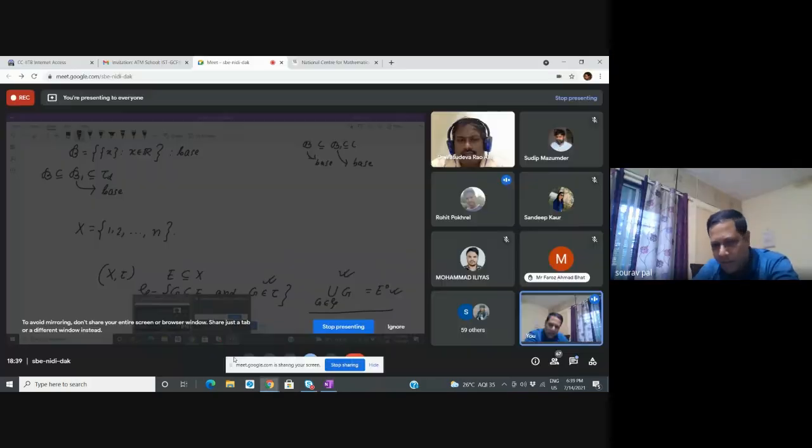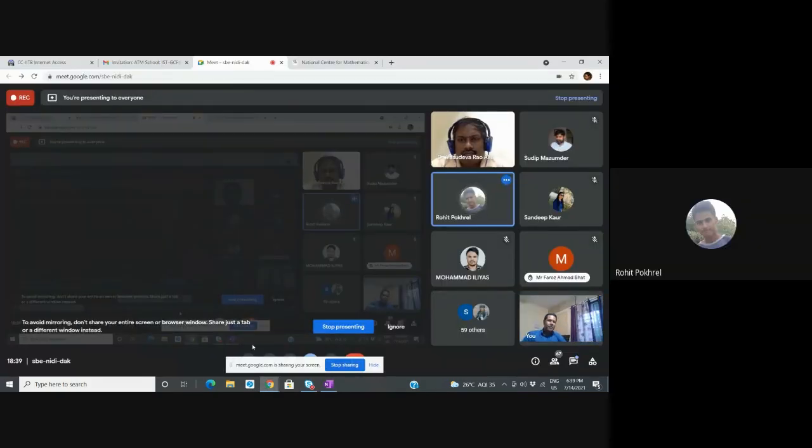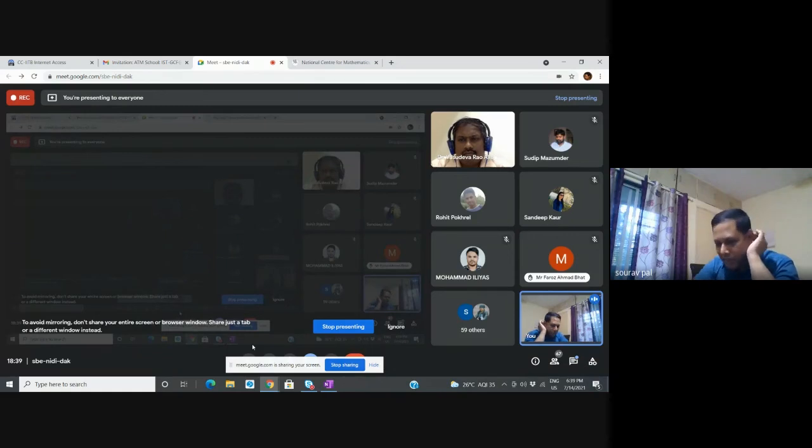Yes, you are correct. Maximal. You can apply Zorn's lemma. But Zorn's lemma can be applied to any collection of sets where you have this partial order relation in terms of containment. One set is less than or equal to another set if it is contained in that set. Yes, Zorn's lemma can be applied. Any other question, please?